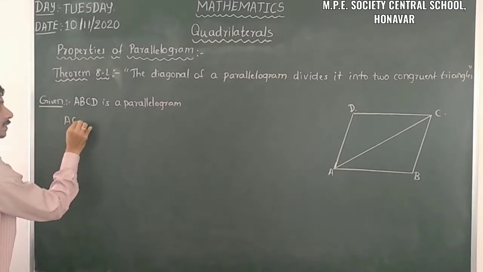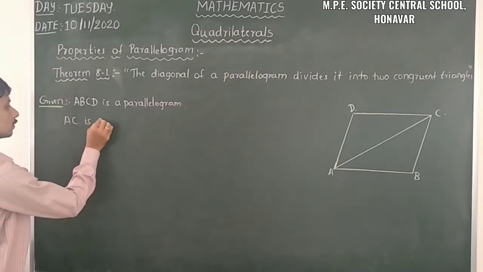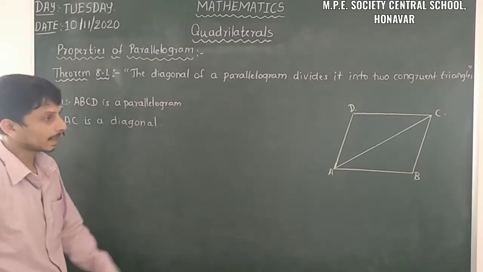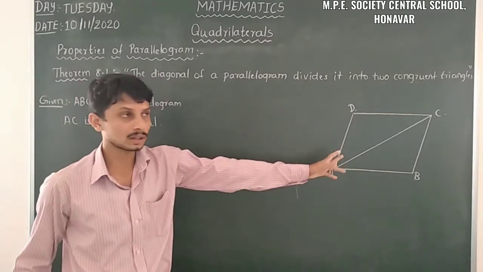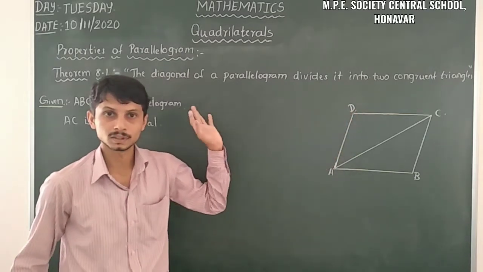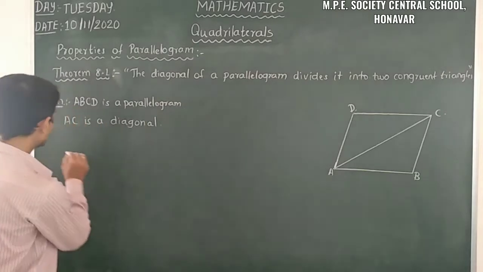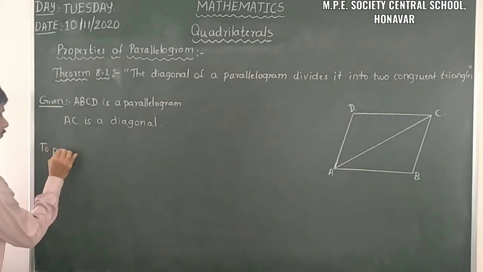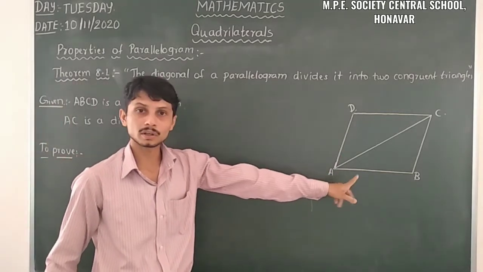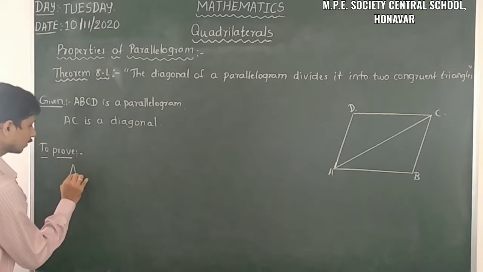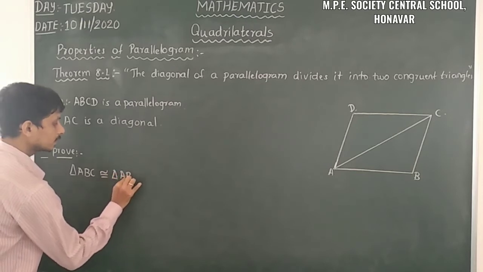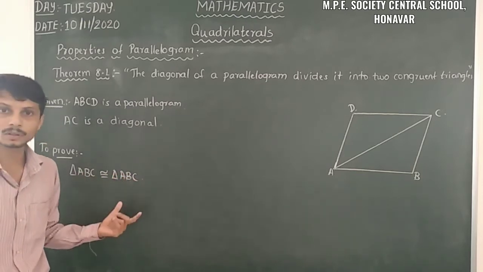Then AC is a diagonal. The diagonal divides this complete parallelogram into two triangles, that is ADC and ABC. So what do we have to prove here? To prove, triangle ADC is congruent to triangle ABC. So these two triangles are congruent, we have to show.